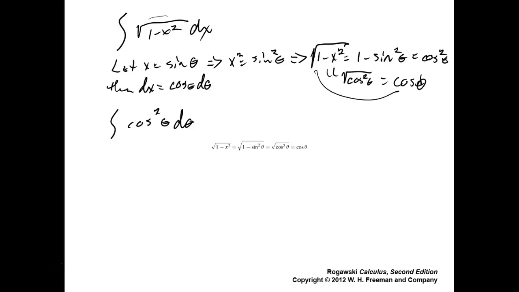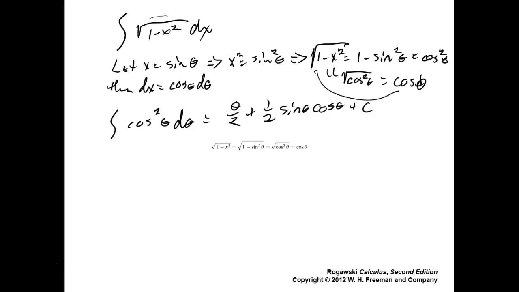And that would be x over 2, or in this case that would be theta over 2, plus 1/2 sine theta cosine theta plus c. But wait a minute, Houston, do we have a problem here? I don't know. Do we?